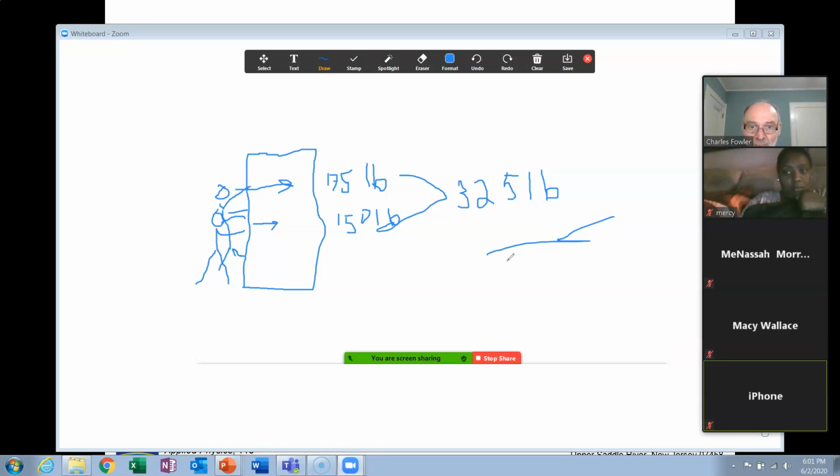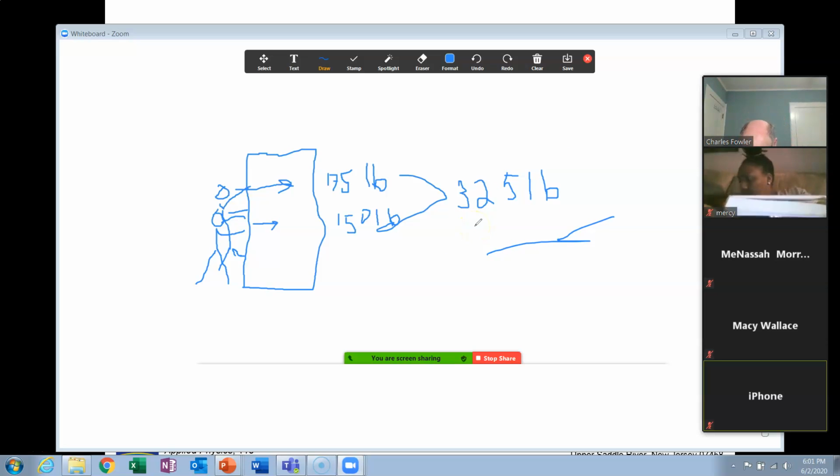Can y'all see my whiteboard again? Okay. So this is a picture of example 1 on page 136 at the beginning of 5.5. Two guys pushing on a crate, one with 175 pounds of force, one with 150 pounds of force, pushing in the same direction. The total force on the crate is the sum of those two, 325 pounds.